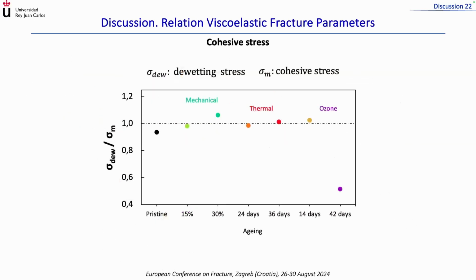And we have even been able to identify, we believe, that this cohesive stress is related to the breaking stress obtained from the tensile test, because we have plotted the ratio between the breaking stress and the cohesive stress, and the values for almost all the cases are close to 1.